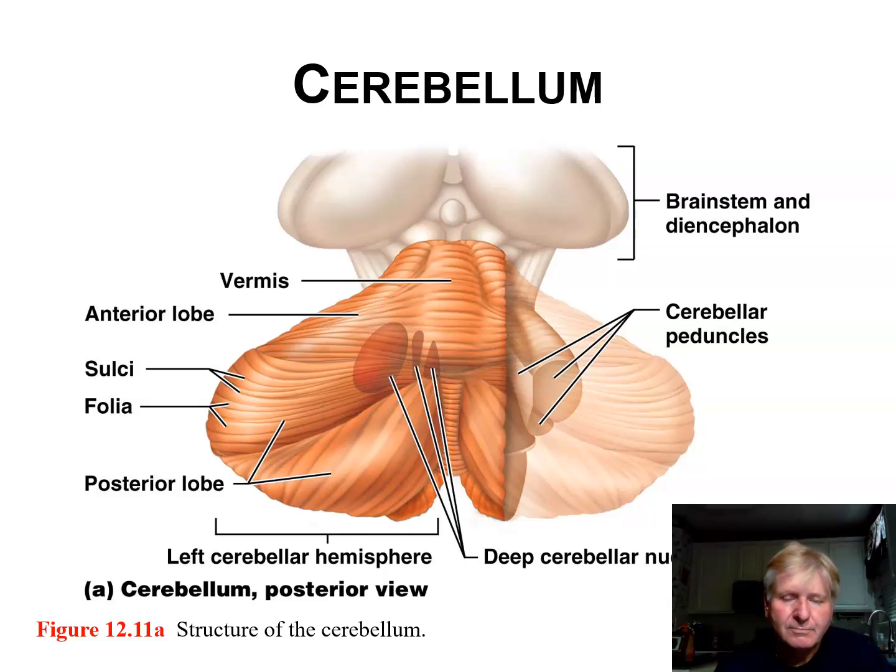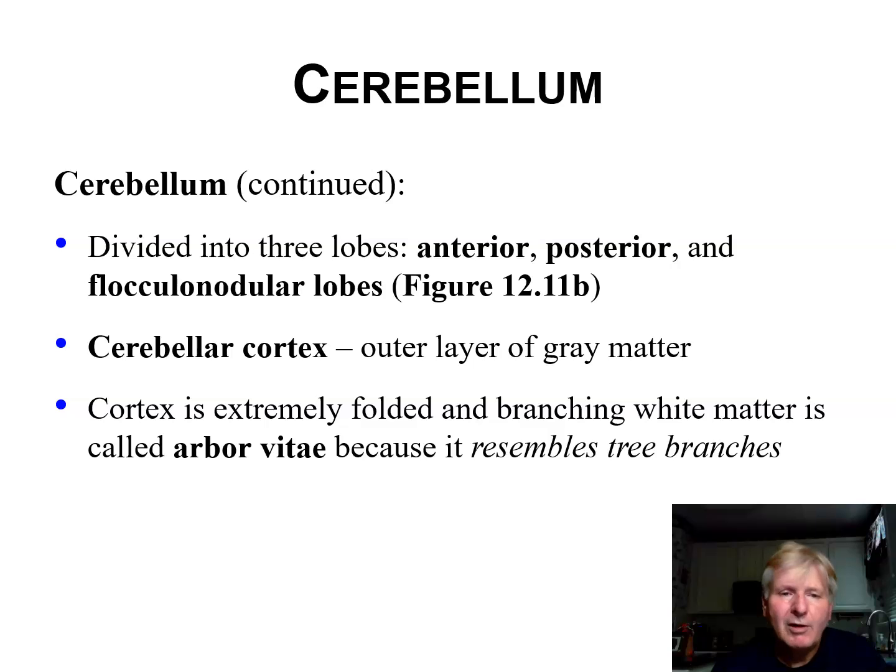So this is a posterior view of the cerebellum, showing you the deep cerebellar nuclei, cerebellar peduncles. These are white matter output tracts, and then you have the posterior lobe and anterior lobe that are visible. You can see the brainstem and diencephalon on the superior edge of the image. So you have three lobes in the cerebellum: anterior, posterior, and flocculonodular. The cerebellar cortex is the outer gray matter layer.